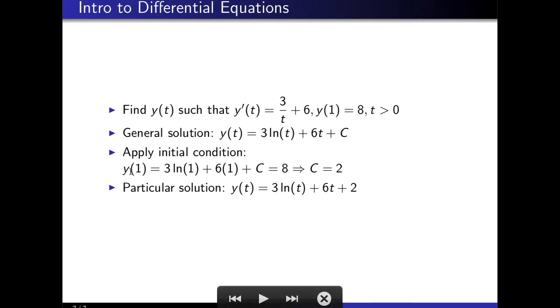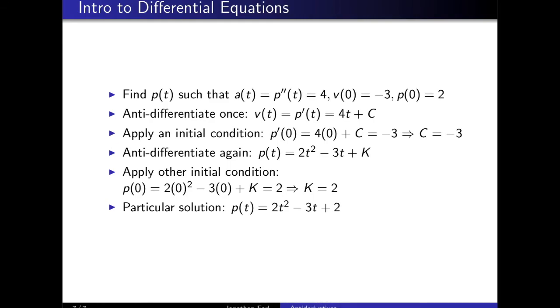So we said that y of 1 is equal to this expression that we have here, 3 natural logarithm of 1 plus 6 times 1 plus c, and we said that's equal to 8, so solving for c we get 2, and this allows us to conclude that our particular solution is going to be y of t equal to 3 times natural logarithm of t plus 6t plus 2. So that function will have the property that y of 1 is equal to 8, and y prime of t is equal to 3 over t plus 6.